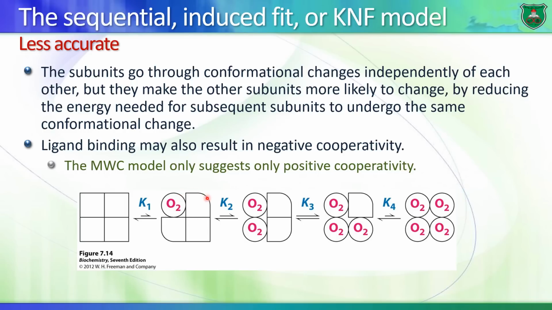So these gradual changes would also affect the affinity of hemoglobin towards oxygen. This polypeptide right here, for example, would have very low affinity compared to this polypeptide, and so on. This model is known as the sequential or induced fit, or KNF, the abbreviations for the initials of the names of the scientists who came up with this model. It appears that this model is less accurate, but it can be true for other allosteric proteins.